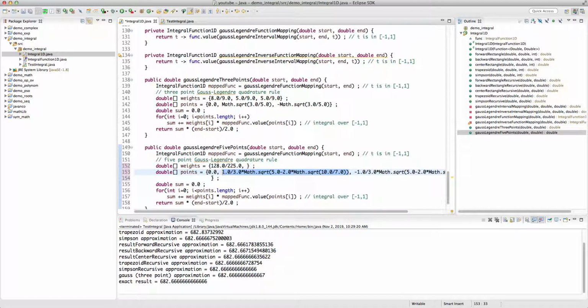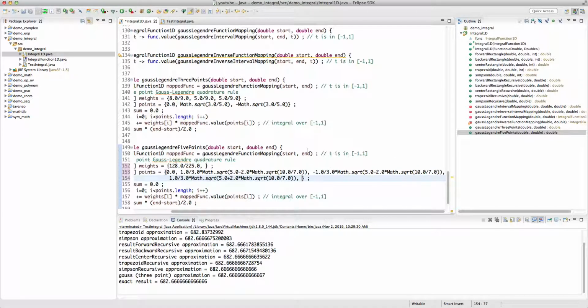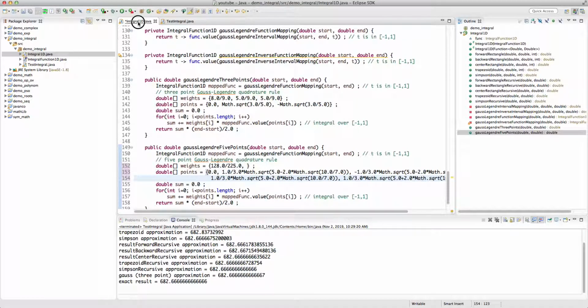The other 2 points are 1/3 square root of 5 plus 2 times square root of 10/7. And the next point is basically the negative of this one. Okay, let me just go full screen.